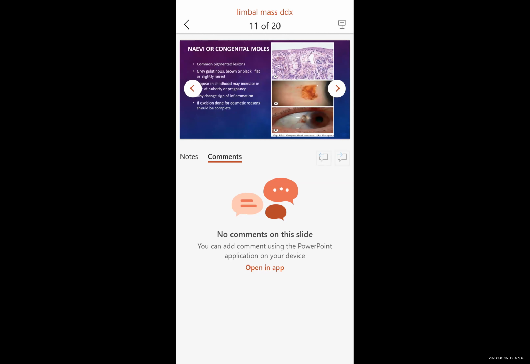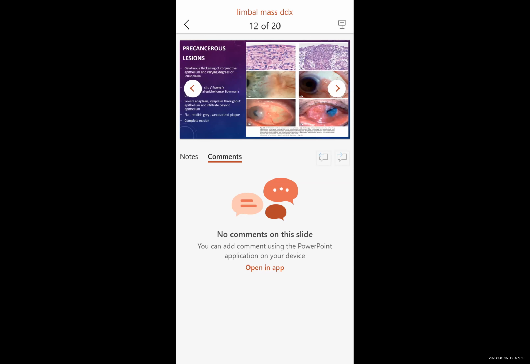Nevi or congenital moles are common pigmented lesions present since childhood. Any change is suggestive of inflammation. Precancerous lesions also appear at the limbus, that is carcinoma in situ, Bowen's intraepithelial epithelioma, Bowman's disease. It's characterized by severe anaplasia. Dysplasia does not extend beyond the epithelium.